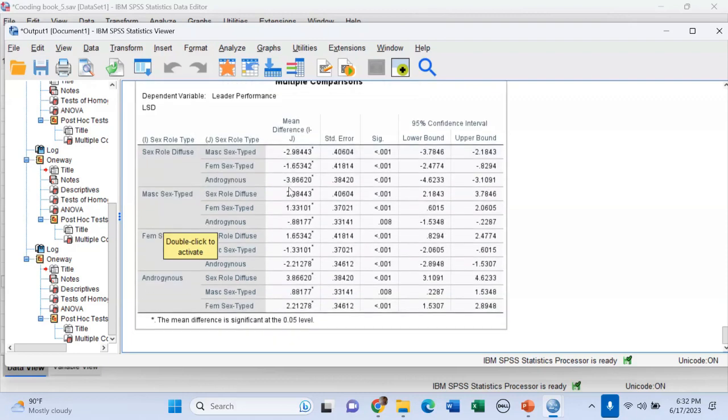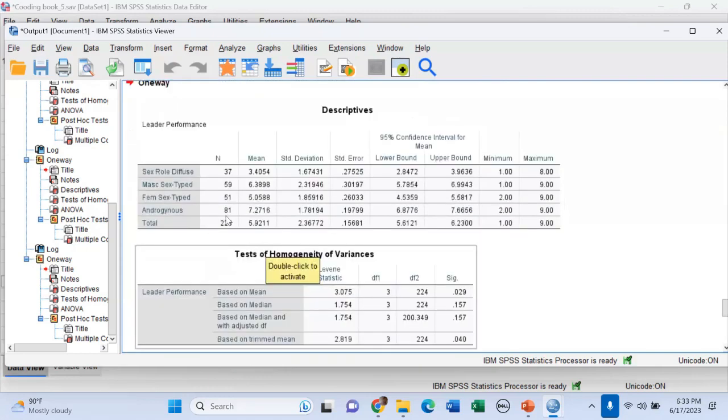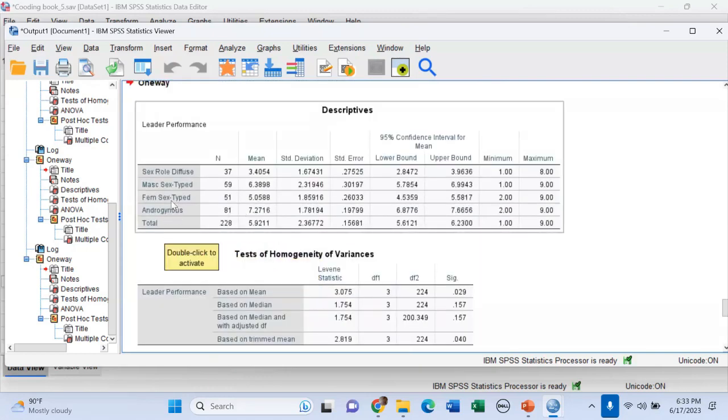Okay. But how much significant difference do we have? Which one has the lowest significance value? Masculine sex type versus androgynous. If you look at it, it is 0.008. Similarly, androgynous versus masculine sex type, it is again 0.008. Because our mean value indicates that after androgynous, masculine sex type has the highest mean value.